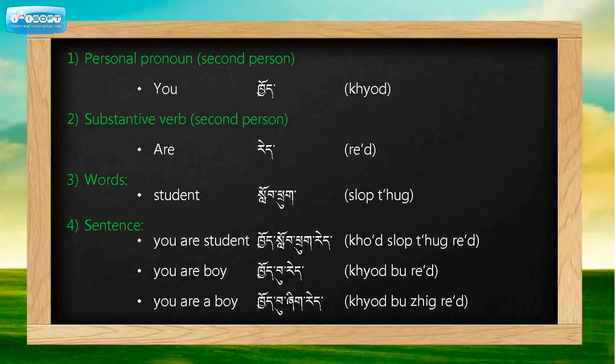Now let's look at our next sentence. For boy in Tibetan, it is pu. If you say you are boy, that will be kyu pu re. For you, it's kyu, are is re, and for boy it's pu. If you add the indefinite article, as in you are a boy, in Tibetan it would be kyu pu shik re.